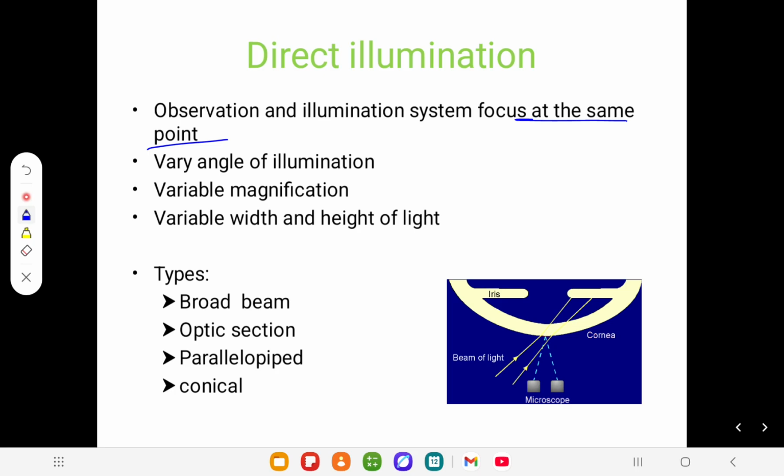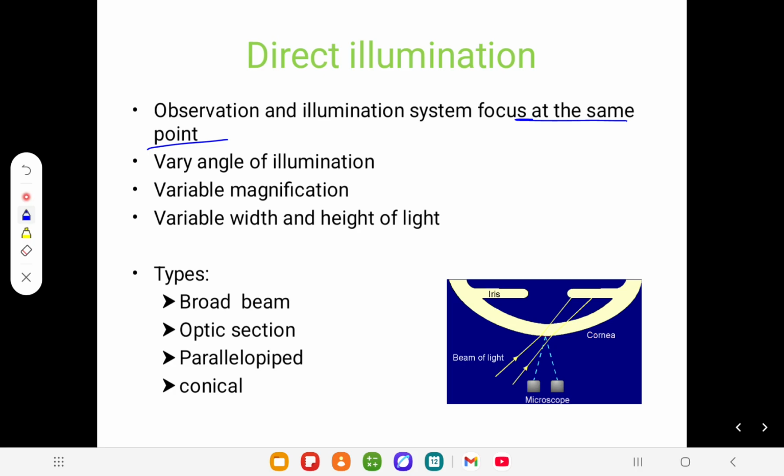In indirect illumination, we throw light at one place and we are actually looking at another place. Those two places are not the same. But in direct illumination, the observation system and the illumination system focus at the same point, isn't it? That's the so-called principle of the slit lamp; we call coaxiality the principle of the slit lamp, and that's what direct illumination means. So direct illumination means you throw the light at the same place and you observe that very same place.